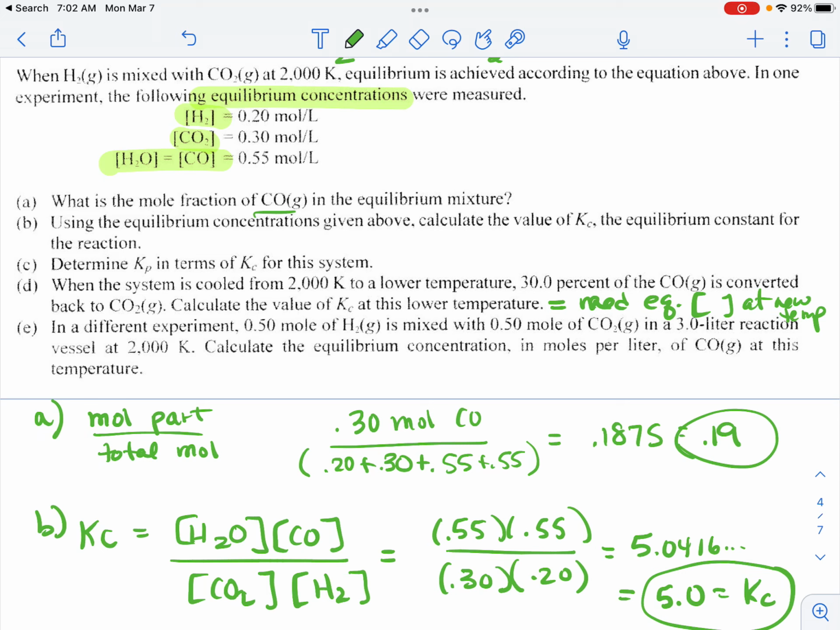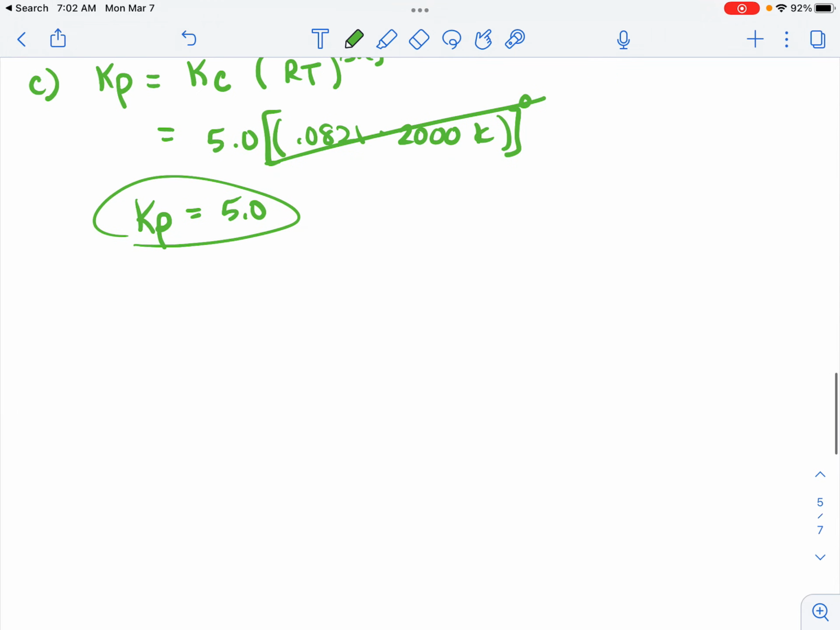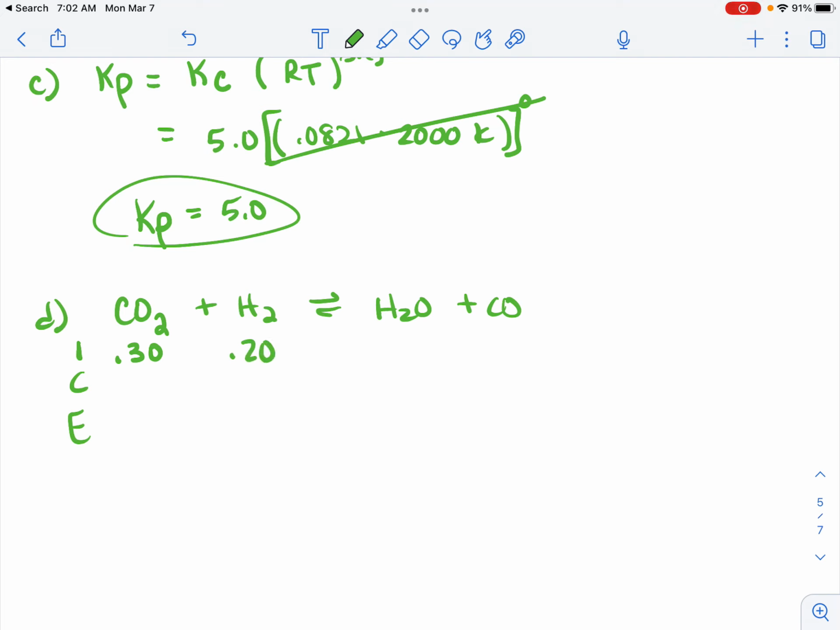We haven't really talked about that much yet, but we need to set up an ICE chart because I need new equilibrium concentrations. So my equation, CO2 plus H2 is at equilibrium with H2O plus CO. Set up my ICE chart. My initial in this case is what they gave me at my original equilibrium, because that's where it's sitting when I change the temperature. So I had 0.30 moles per liter. Remember, this has to be in molarity, but that's what they gave me. 0.20 and 0.55. So even though this was at our original equilibrium conditions, we're changing the temperature, and so now these are our initial conditions.